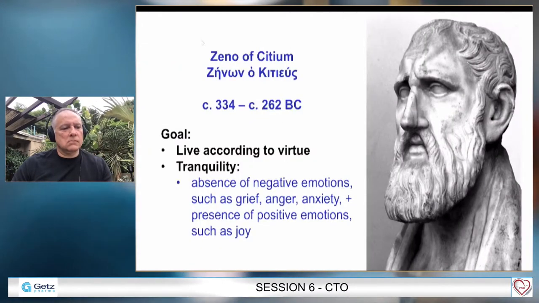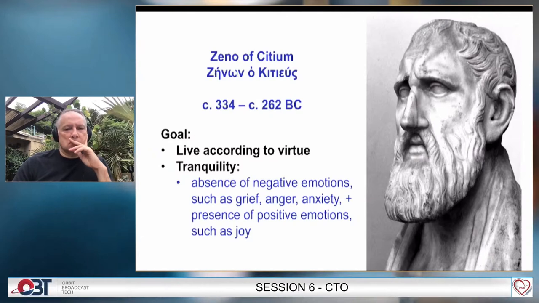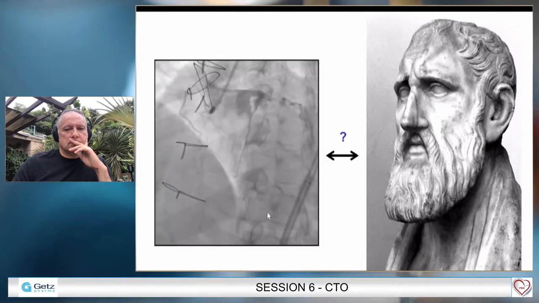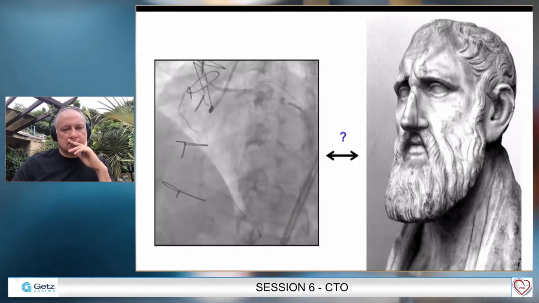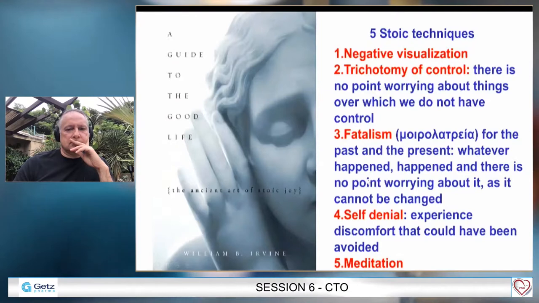The beginner of the Stoic philosophy is Zeno of Citium, or Zenon Kitievs, 334 BC, who said that the goal of life is to live according to virtue and to aim for tranquility, which is the absence of negative emotions, such as grief, anger, and anxiety, and the presence of positive emotions, such as joy. Now, how does CTO-PCI have to do with what Zeno said?